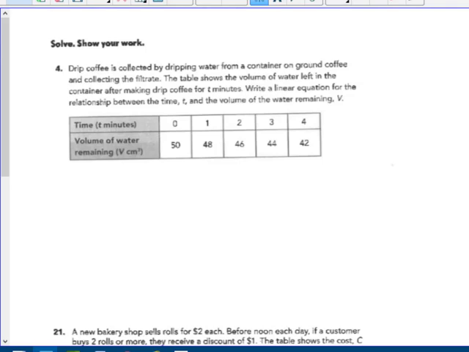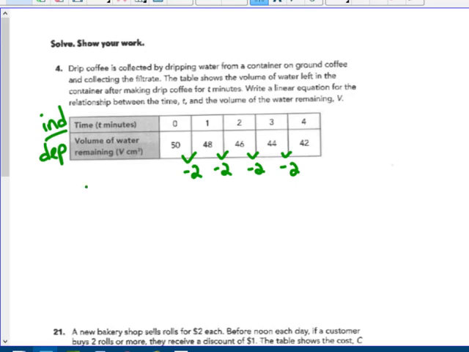So I can see that my independent variable almost always is time in these problems, and here's my dependent variable. The volume of water depends on how long it's been dripping, so it is decreasing at a constant rate. Looks like it's going down by 2 every time. Yep, going down by 2 as the time goes up every minute.